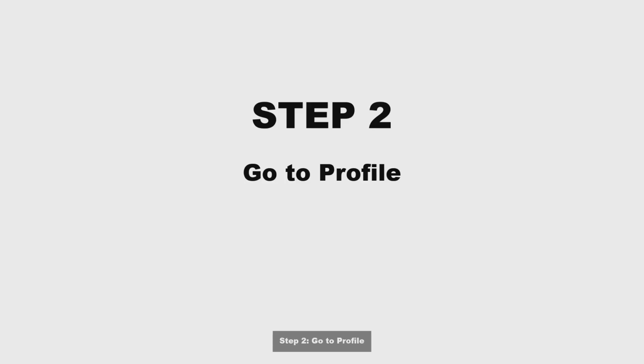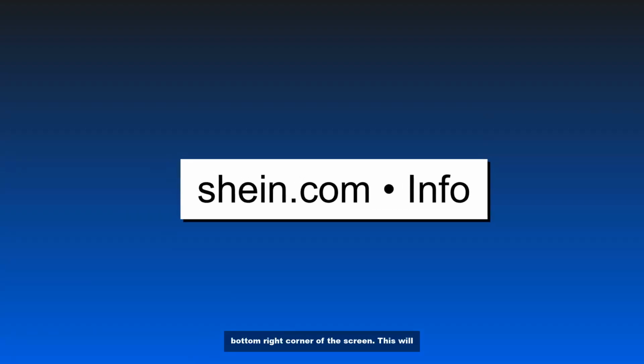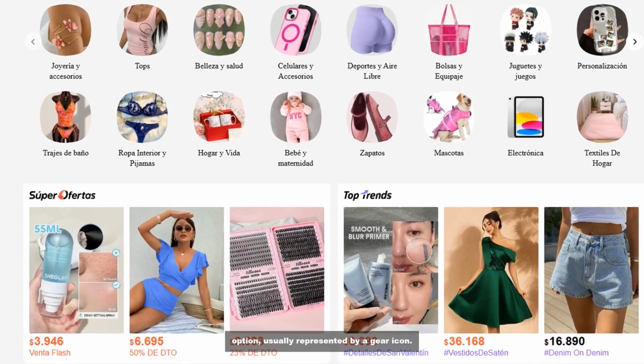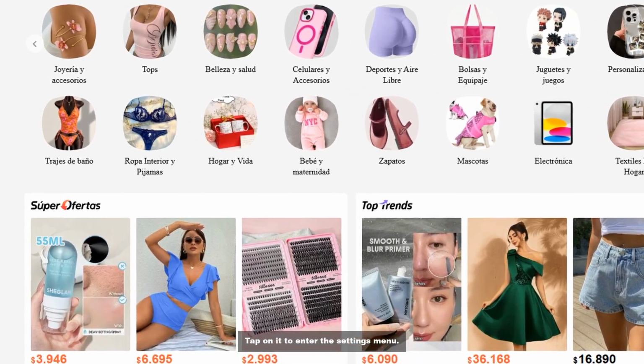Step 2. Go to Profile. Tap on the profile icon located at the bottom right corner of the screen. This will take you to your account settings and personal information. Step 3. Access settings. In your profile, look for the settings option, usually represented by a gear icon. Tap on it to enter the settings menu.